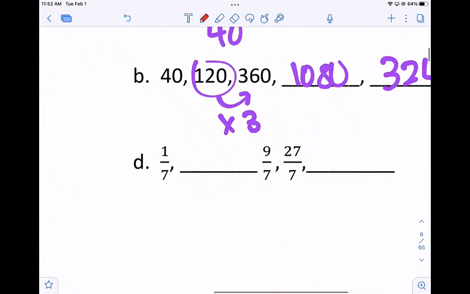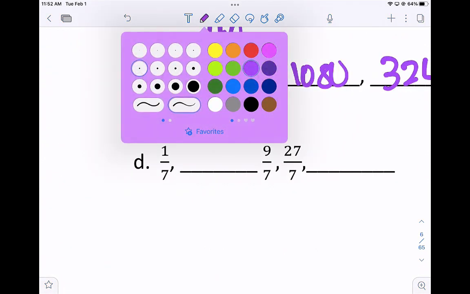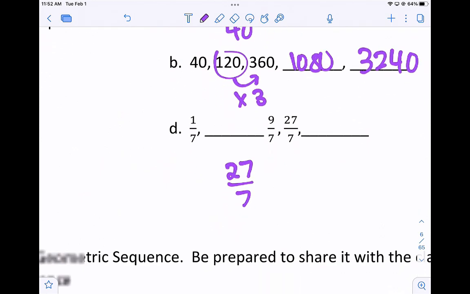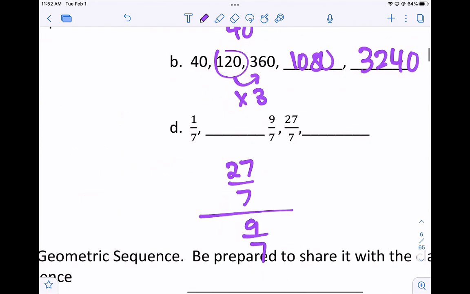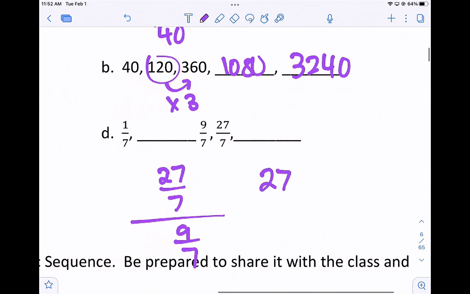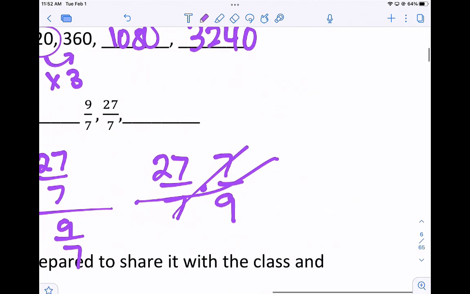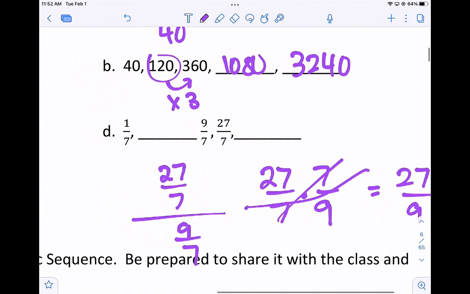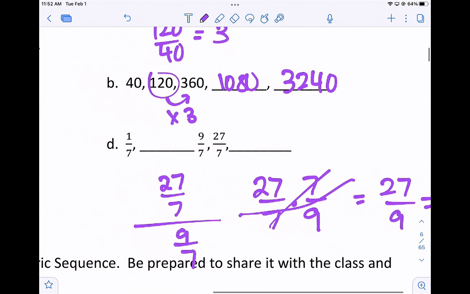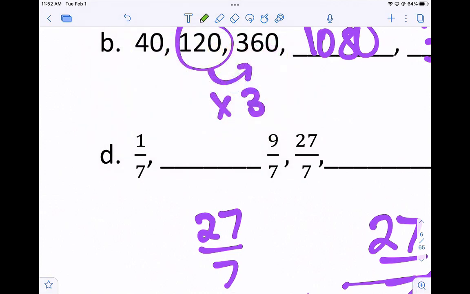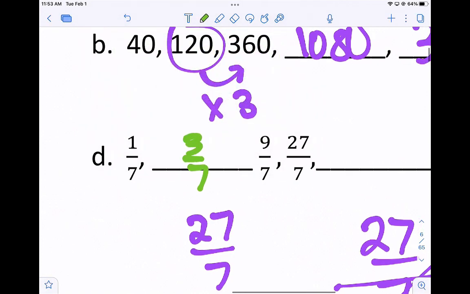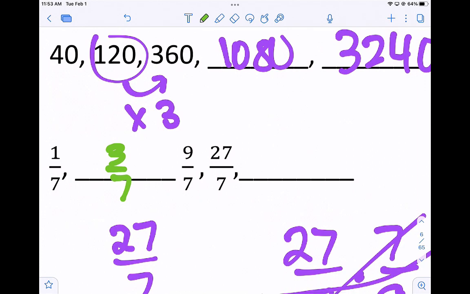In this one right here, again, how do we find what is being multiplied by? Just take any number, divide by the one before it. If you divide by fractions, it's the same as multiplying by the reciprocal. So these cancel, whoopsies. And when you multiply fractions, you go straight across, so 27 over 9 is 3. So this is multiplying by 3 every time. So this will be 3 over 7. Let's change colors. 9 over 7, 27 over 7. So really we're just multiplying the top, the numerator, by 3. So this will be 81 over 7.